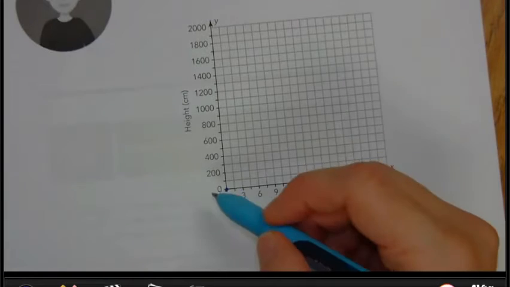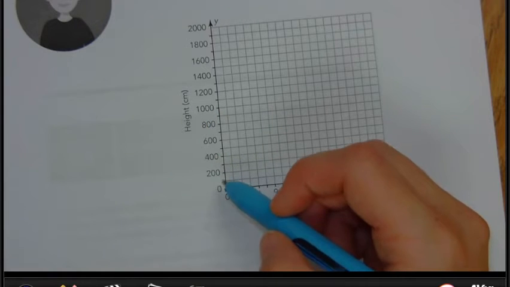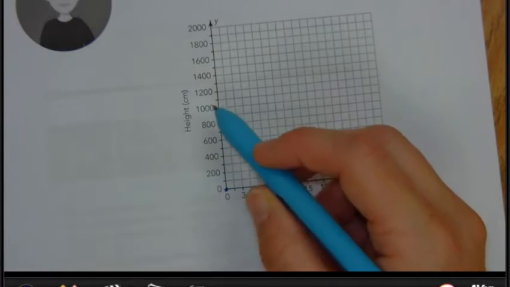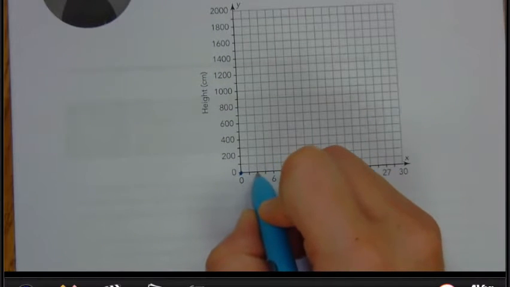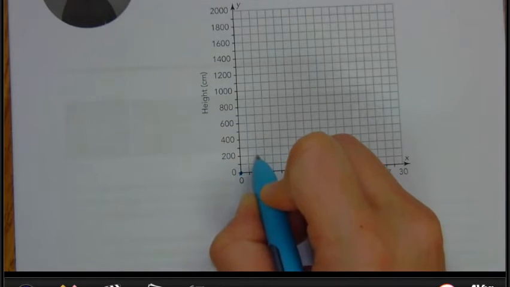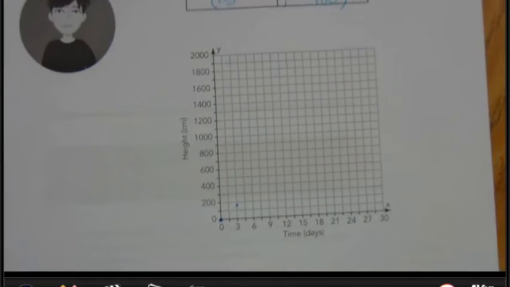Now let's take notice. I go up by 200s each time, which means each individual tick is 100. All right, so let's go ahead and graph 3 and 180. So I go to 3. I don't go to 200. I'm just going to go just below 200. And I'm going to get a good guesstimation if that's 180.